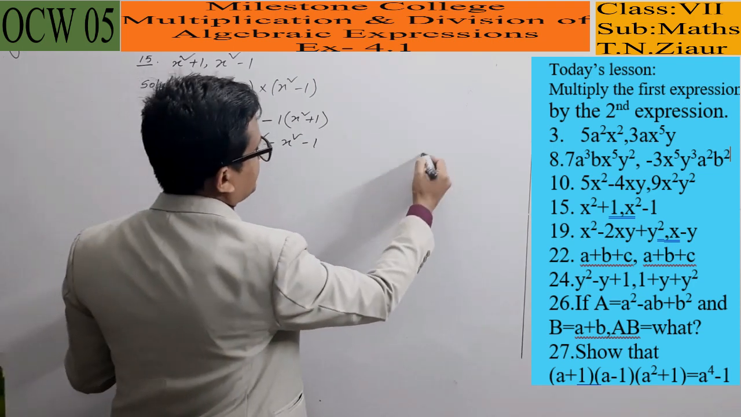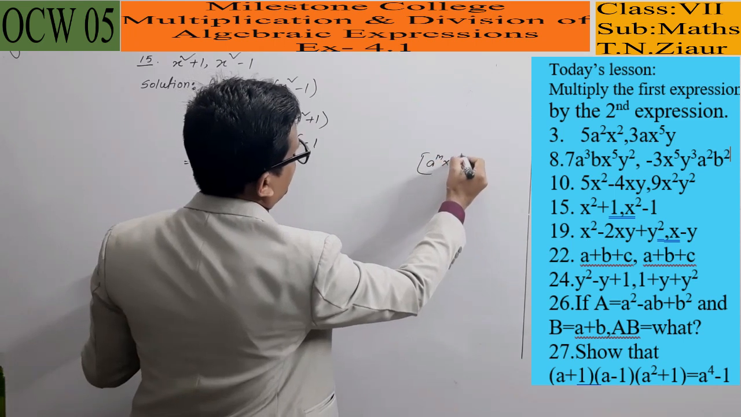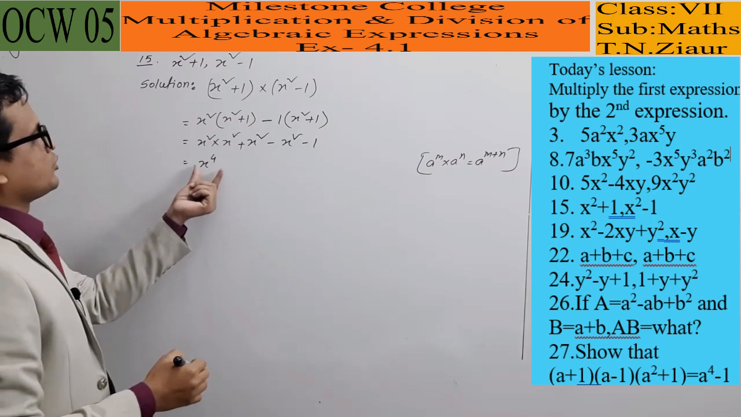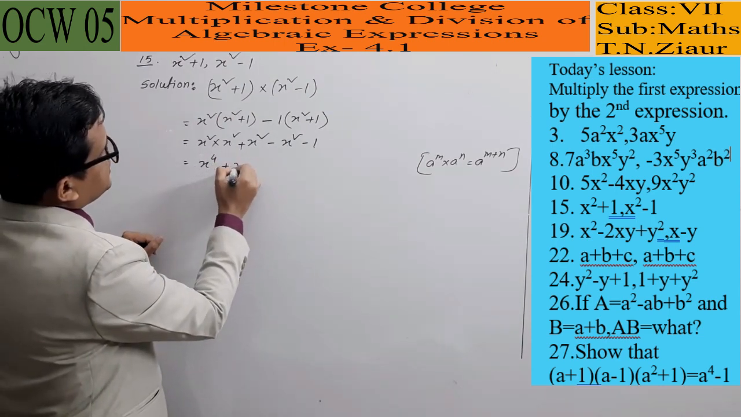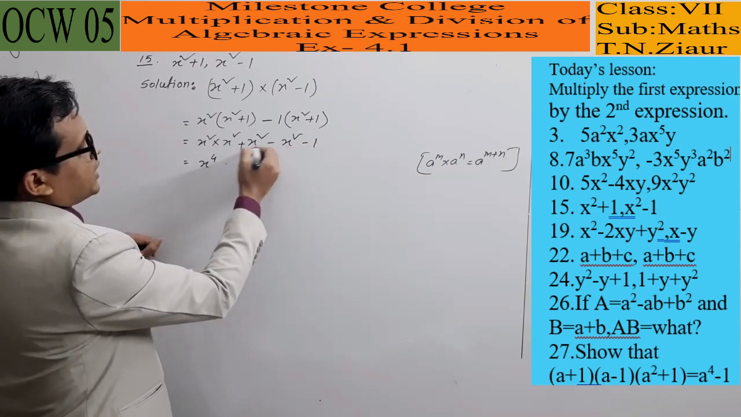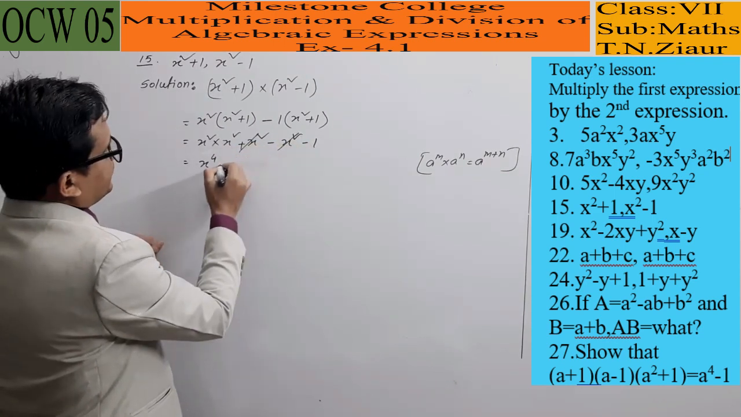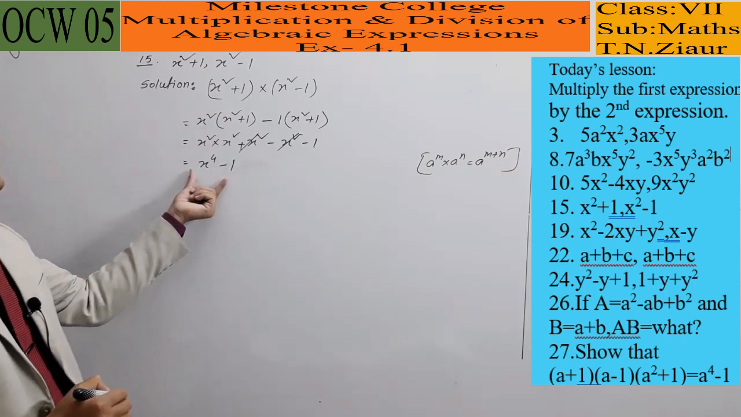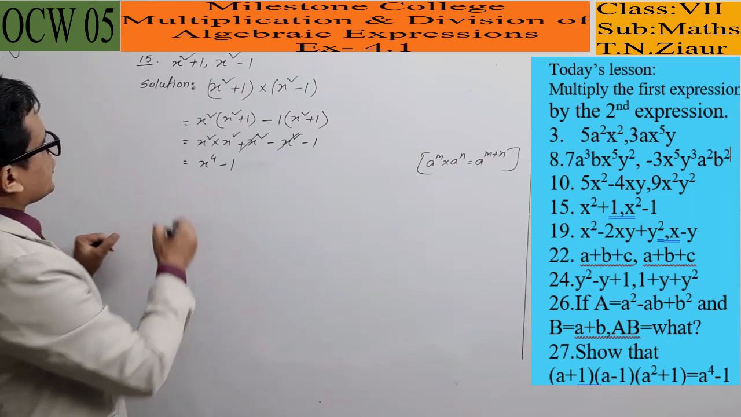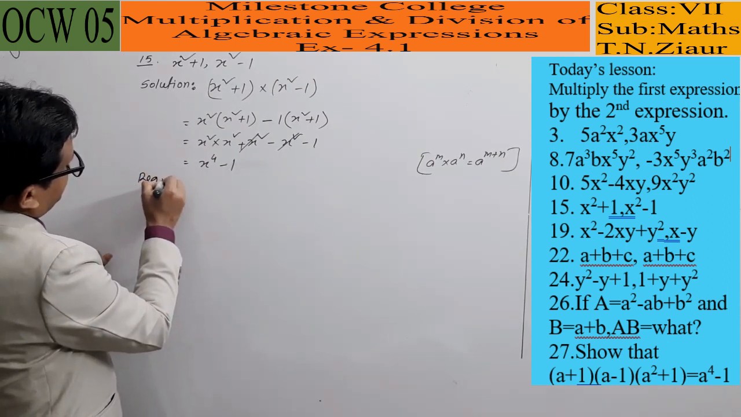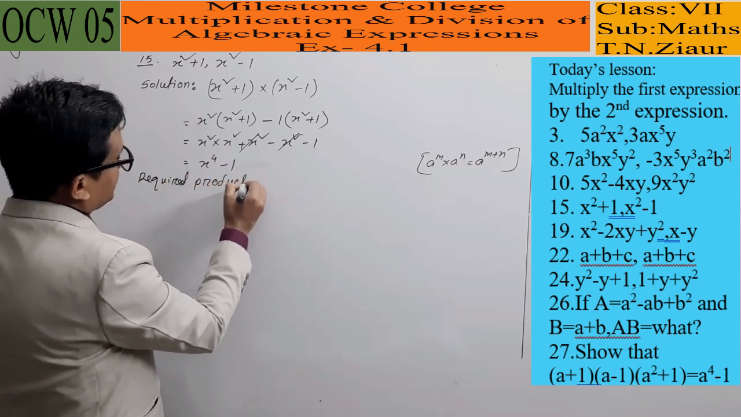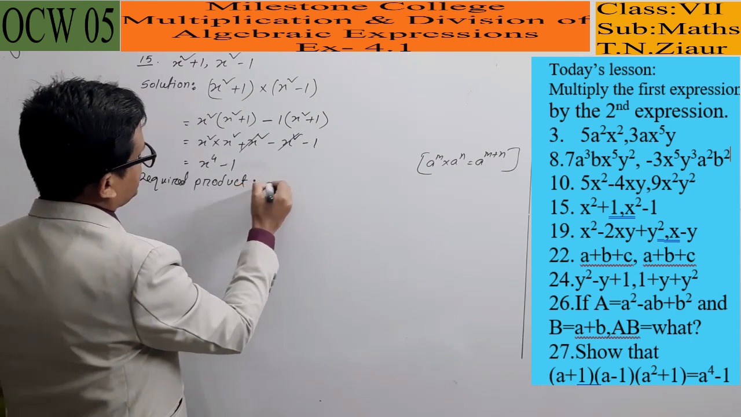That means this is the formula: a to the power m into a to the power n is equal to a to the power m plus n. By using this formula we can write this, plus this x square is minus, this x square is plus, so we can cancel them, so the remaining part is minus 1. So this is the required product. So dear students, I hope you have understood this, because this one is very easy.